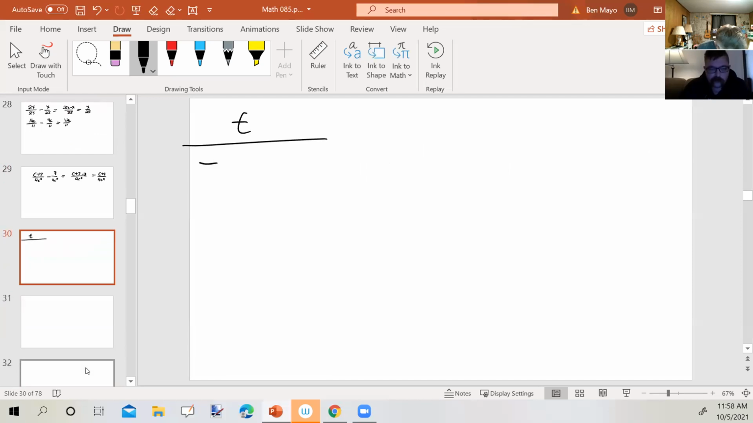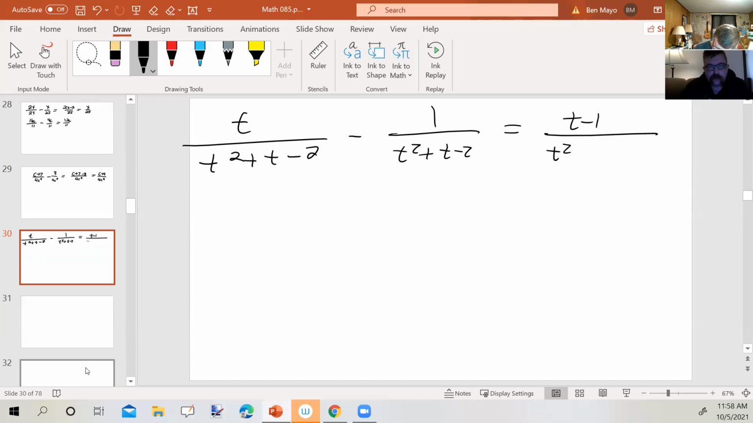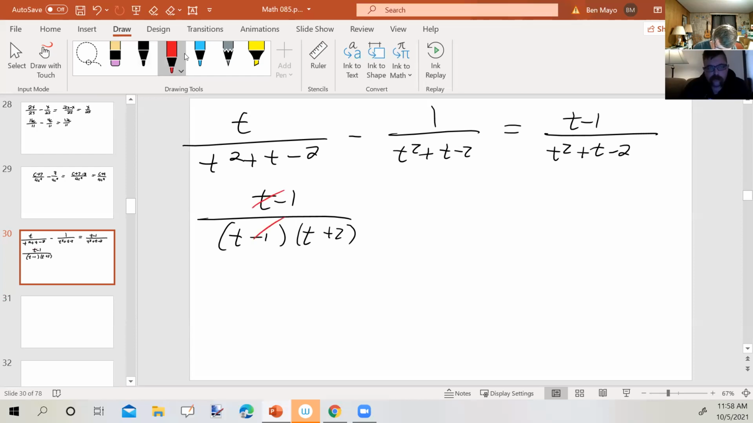t over t squared plus t minus 2 minus 1 over t squared plus t minus 2. So that would be t minus 1 over t squared plus t minus 2. But we could factor the denominator into that and reduce those down to 1 over t plus 2. Still not too bad.